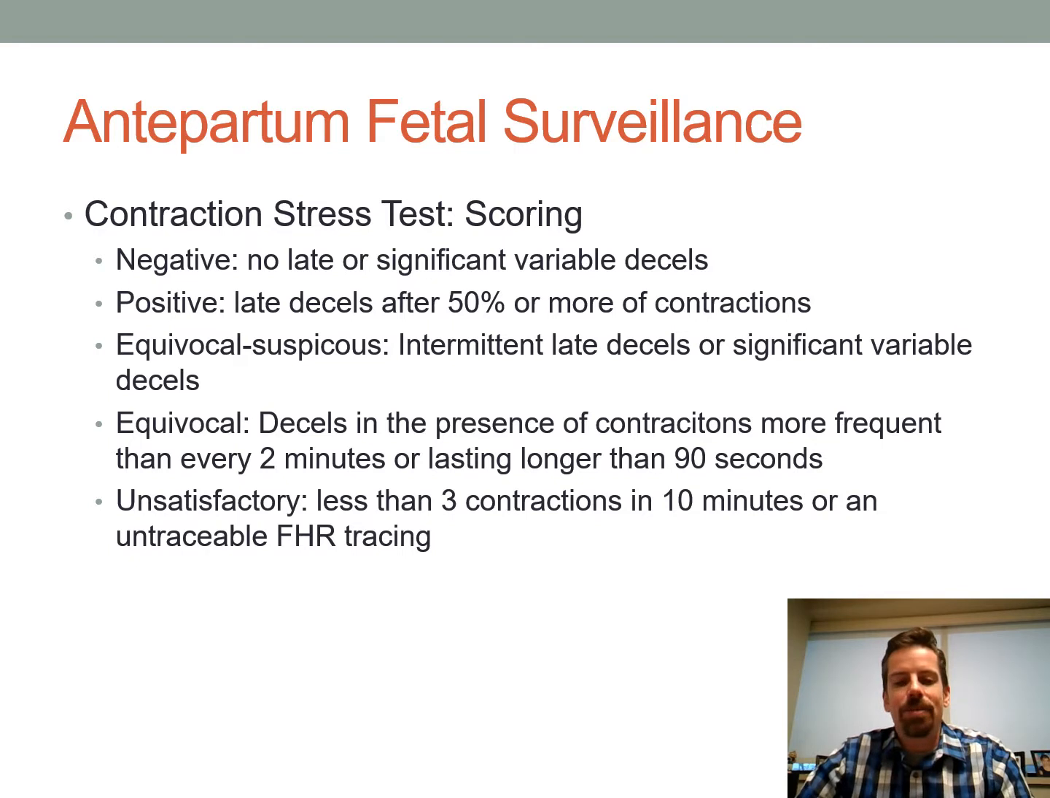An unsatisfactory stress test is less than 3 contractions in 10 minutes or an untraceable heart rate tracing. So if you're unsatisfactory, you may need to give more Pitocin to get to those 3 contractions, or adjust monitors to see the heart rate well. I don't think that you're going to be tested on all of the specifics of contraction stress test scoring. It should really be adequate to know the basic principles of it, that this is another way that you can follow up a non-reactive NST, to see how the fetus does with the stress of contractions. This is always something you can then refer back to in real life.